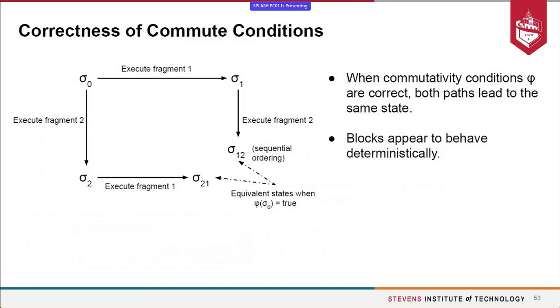Now, what we mean when we say a commutativity condition phi is valid or correct is that if it holds in that initial state sigma naught, then we know that sigma 1, 2 and sigma 2, 1 should be equivalent. Or another way to think about it is that we could non-deterministically pick which fragment we execute first, and they'll appear to behave deterministically.